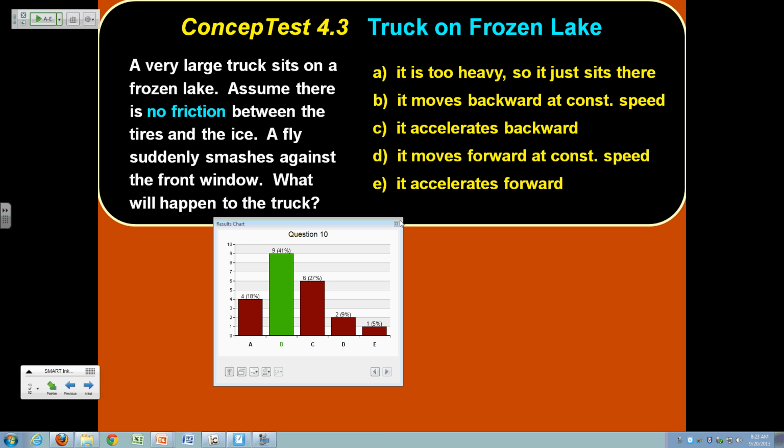I just cannot picture it. A fly hitting a truck?